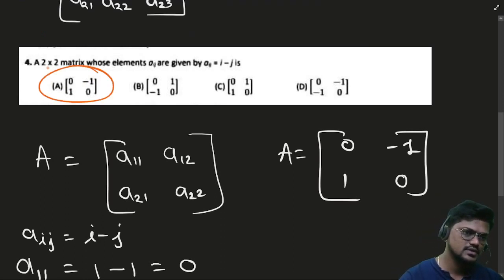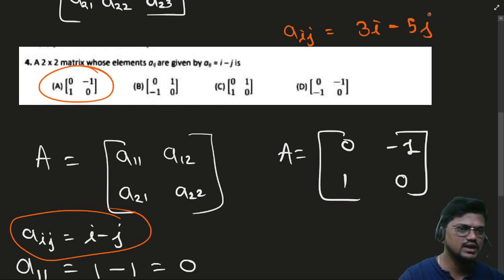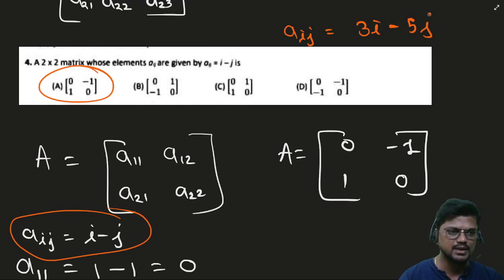Got it? It is a very simple part. Now over here, they have given this as i minus j. They can also give A of ij as something like 3i minus 5j. So they can give you any kind of formula. You just have to put the values and get the answers. You will get the elements in the matrix. Got it? It's a very basic part. You should be knowing it. Next.